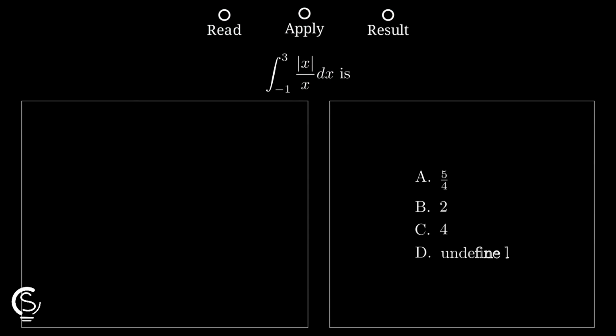First, look at the fraction inside the integral. When x is negative, the absolute value is positive, so the ratio is -1. When x is positive, the ratio is 1.